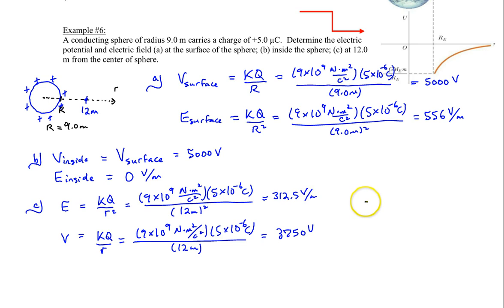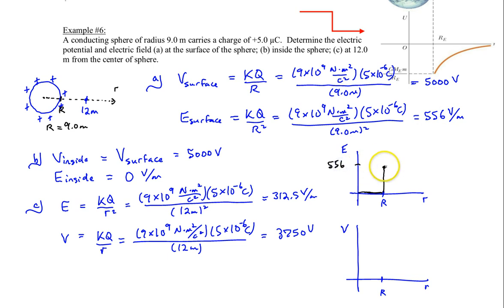But I think what you should also make sure you understand is the graphs. So you should draw graphs for both of them. So here I'll go ahead and produce the graphs. And so what we'll see is the electric field inside is 0. So along here is 0 until we get to just the outside surface, and then it pops out to its maximum value, which is 556 volts per meter. And then as R approaches infinity, it dies out, dies out, dies out.